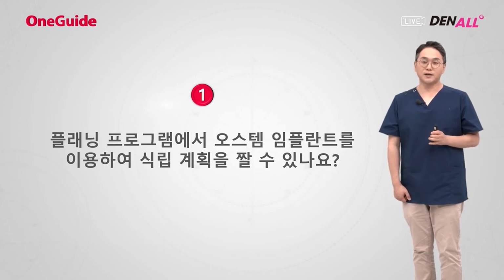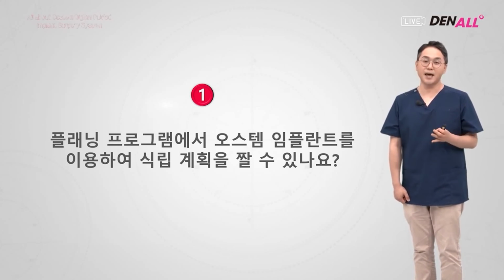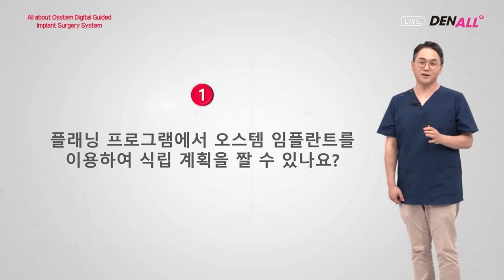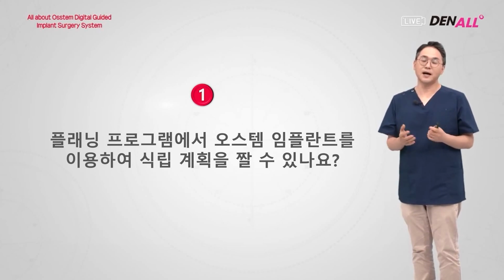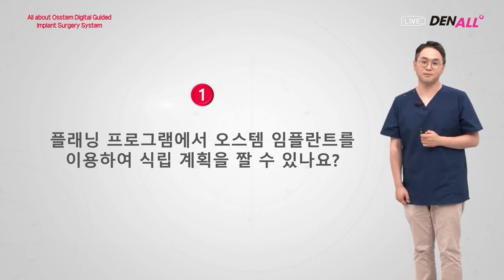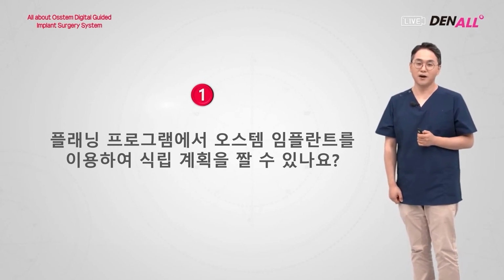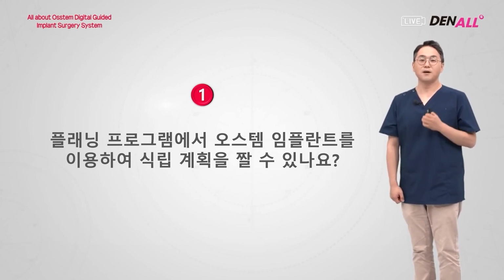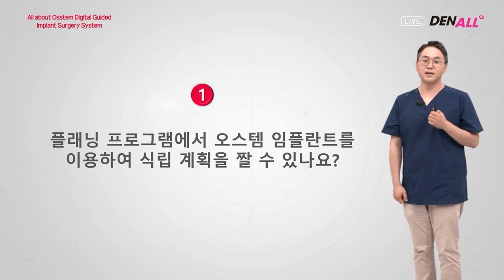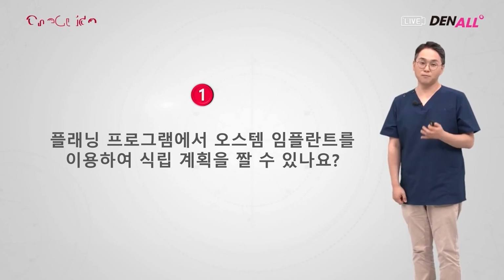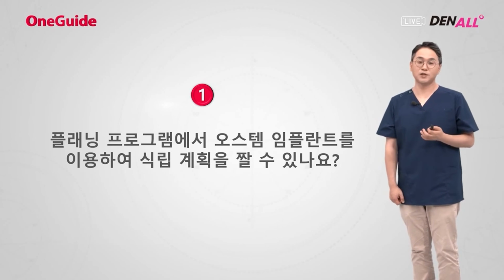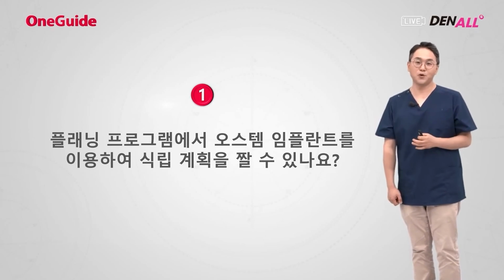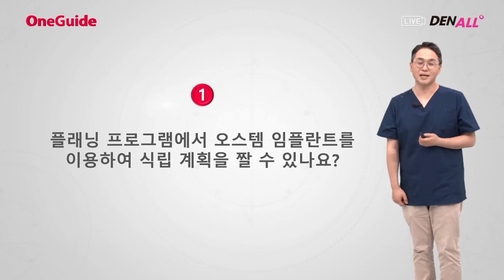Currently, in order to use Osstem OneGuide, you need to use Implant Studio from 3Shape. It's very fancy and expensive. It's a very great program. The Osstem implant library is included there, and the OneGuide library to create OneGuide is also included. If you want to use a free program, currently Osstem is developing and preparing to launch its own program. If you can get your hands on that, you can use it to make an Osstem dedicated guide.